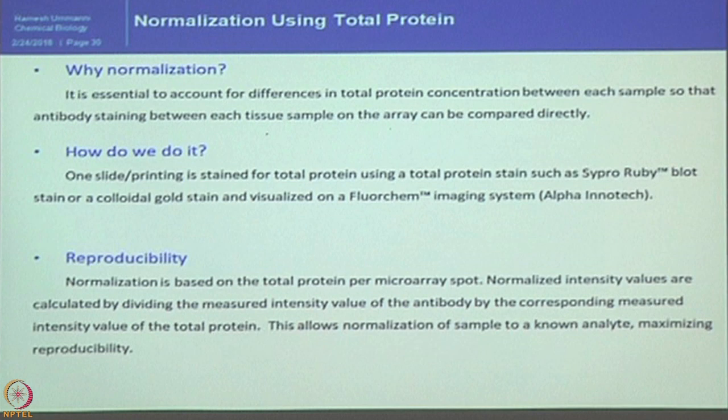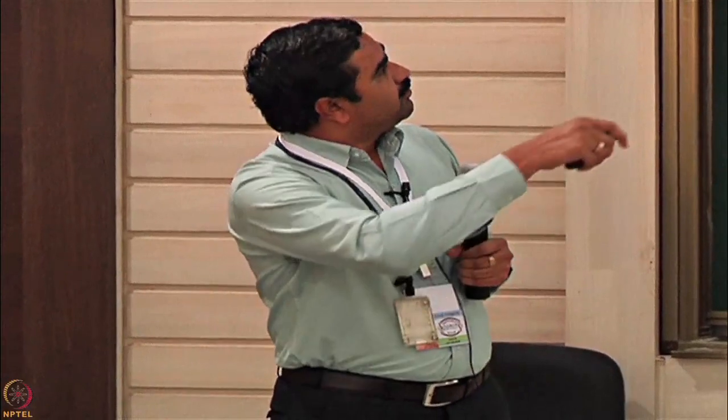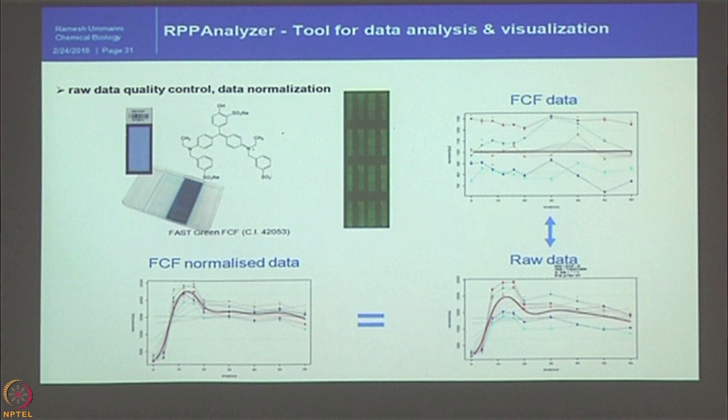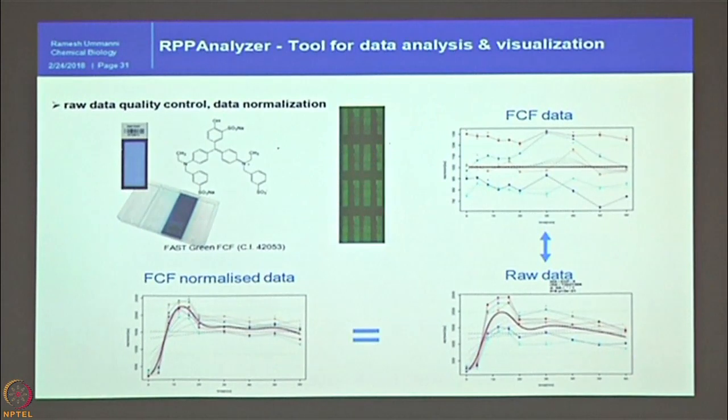This normalization is based on the total protein per microarray spot. How do we do it? We stain the slide with Fast Green FCF. This will directly bind to the protein, and we can scan the slide at the 800 channel in the infrared imaging system. This green color indicates the total protein. We can quantify this the same way as the antibody signal is quantified. So you can already see in this plot that 5 or 6 different samples go in different ways depending on the time, and these signals can be normalized.